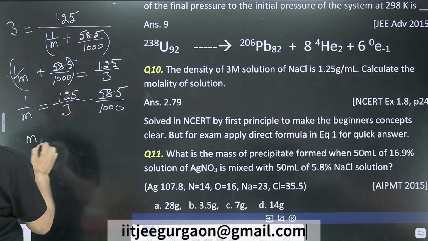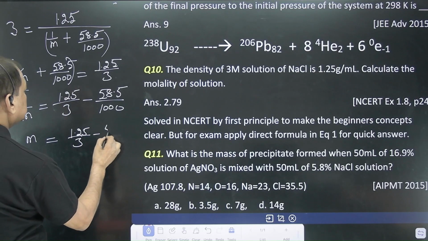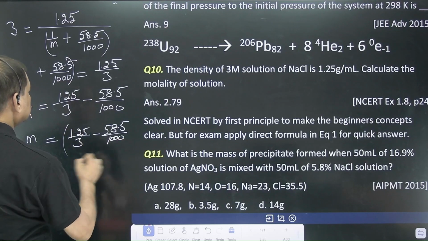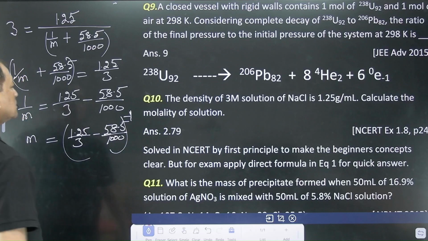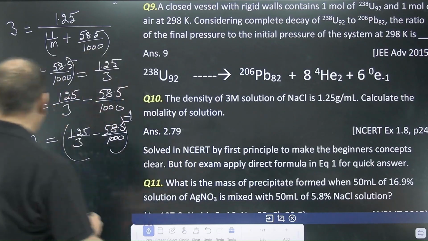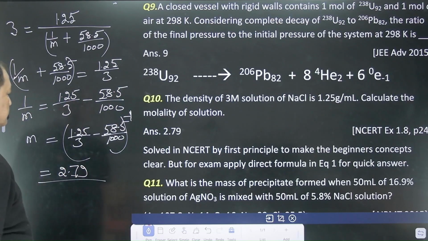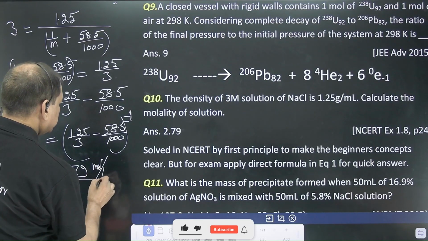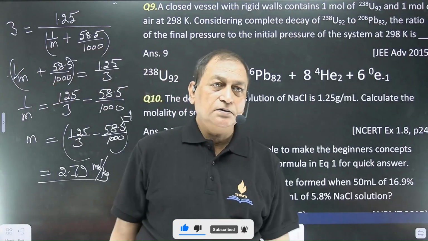and m is 1.25 by 3 minus 58.5 by 1000, whole inverse, whole raised to power 1. So that m comes to be 2.79 mole per kg of the solvent, molality.